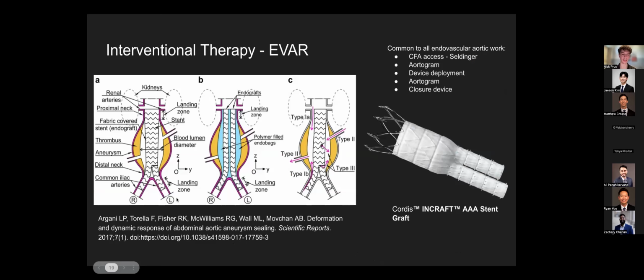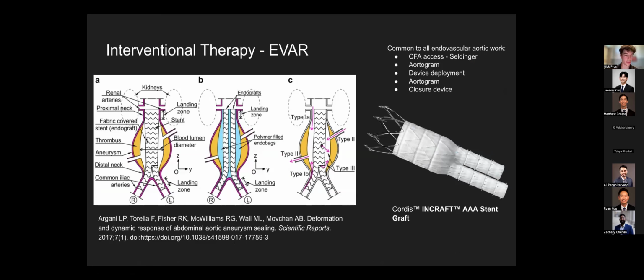This is a really nice schematic from Scientific Reports. It labels the abdominal aorta really nicely with a lot of different factors to consider. So this is an infrarenal AAA. There's a good landing zone here. So once again, it's applicable for EVAR treatment.